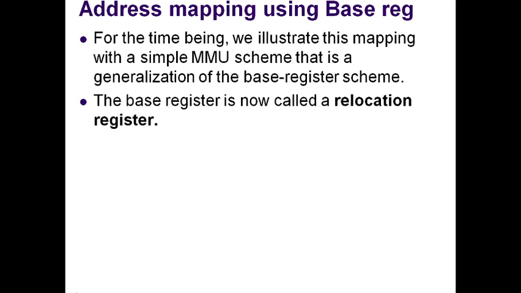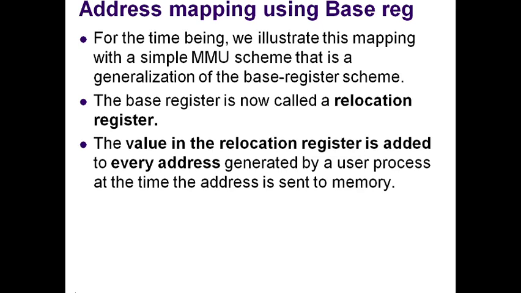So how do we do it with the base register? Now we are going to refer to the base register as a relocation register, because it's going to help in converting a logical address to a physical address. We just rename it as a relocation register, point number 1. But the content is not going to be different. It's going to hold the starting address of any process. Now what happens is that the value in the relocation register is added to every address generated by a user process at the time the address is sent to the memory.